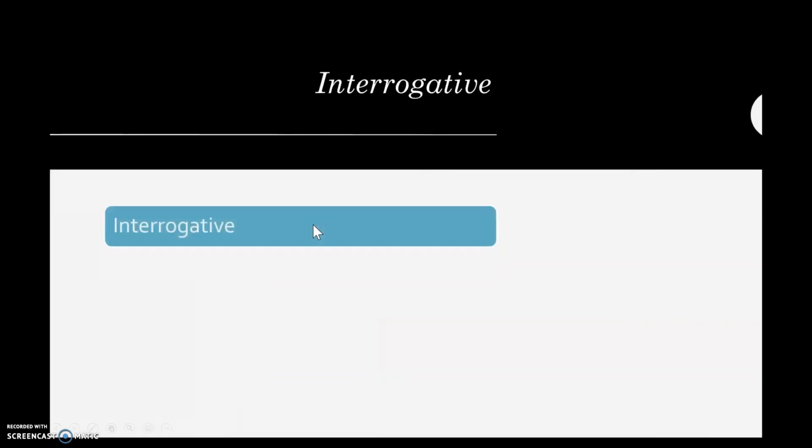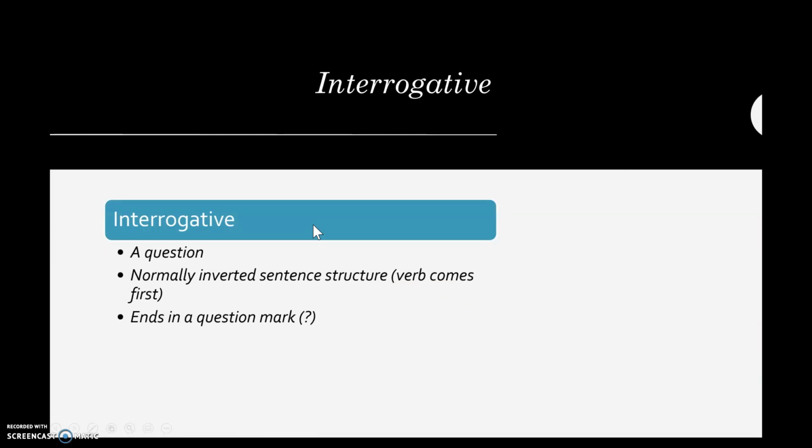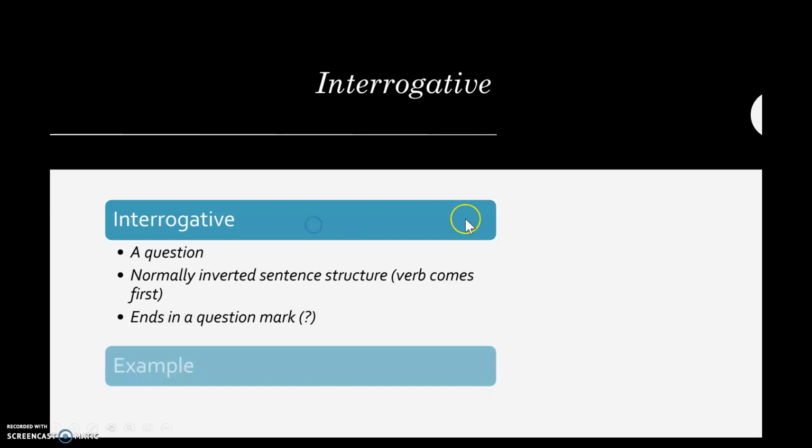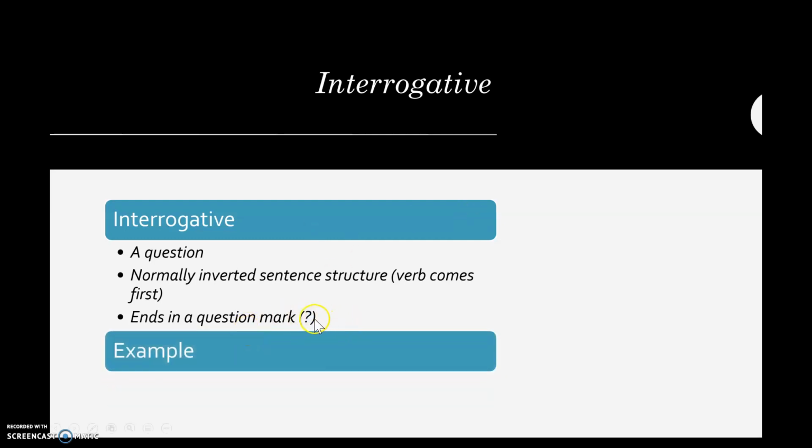An interrogative statement is a fancy term for a question. It normally has an inverted sentence structure, so the verb comes first and it ends in a question mark. It always ends in a question mark. I just put that there to remind you what a question mark is. Can you write this sentence? So if this was a declarative sentence, it would be you can write this sentence. But because it's a question, we switch the verb and the subject and instead make it can you write this sentence.